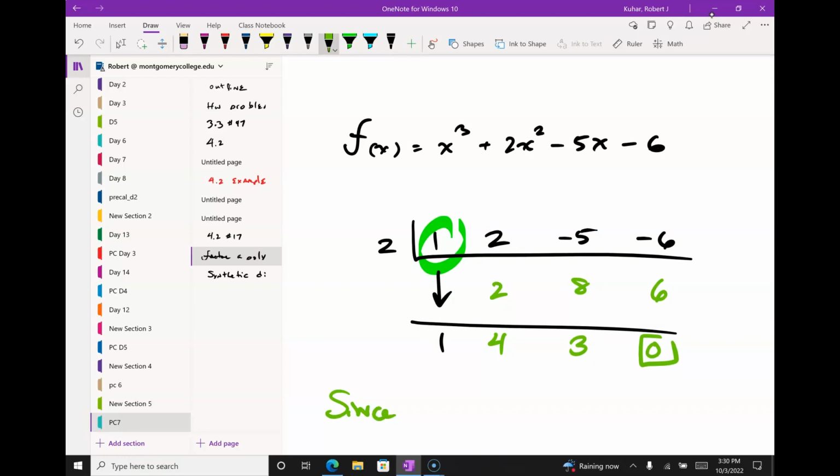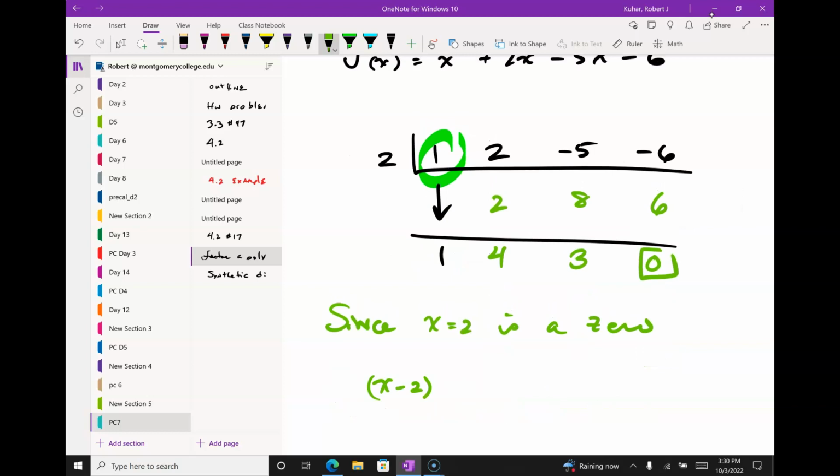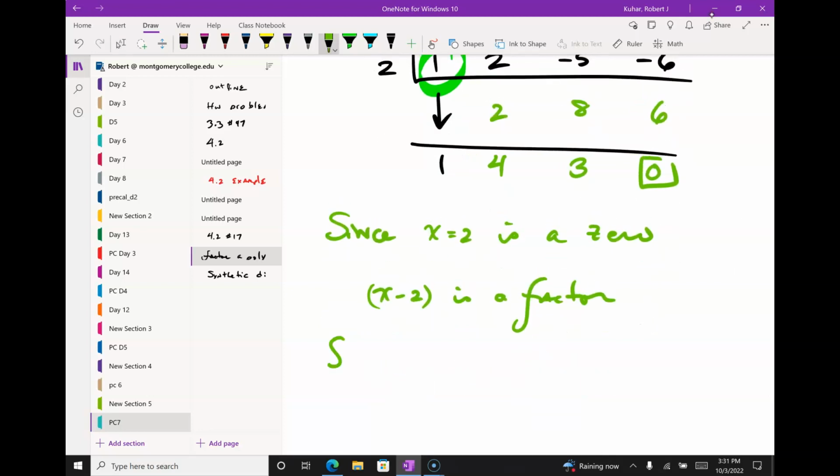Listen to this, and this is how I want it written. Since x equals 2 is a 0, x minus 2 is a factor. Every time we're going to do this. Since x equals 2 is a 0, notice that my 2 moved to the other side and became the opposite, right? x minus 2 is now a factor. So is the depressed equation of x squared plus 4x plus 3. You see where I got that from?